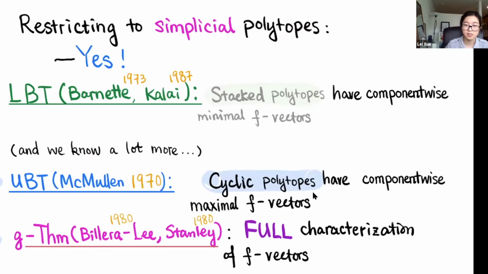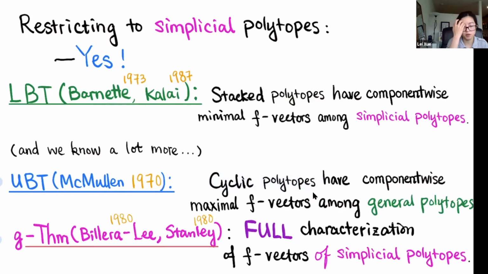We're not going to define stacked polytopes or cyclic polytopes, but we know that component-wise minimal and maximal f-vectors exist for simplicial polytopes. And in fact, we have the g-theorem proven by Billera, Lee and Stanley, which gives a full characterization of all possible f-vectors of simplicial polytopes. Okay.